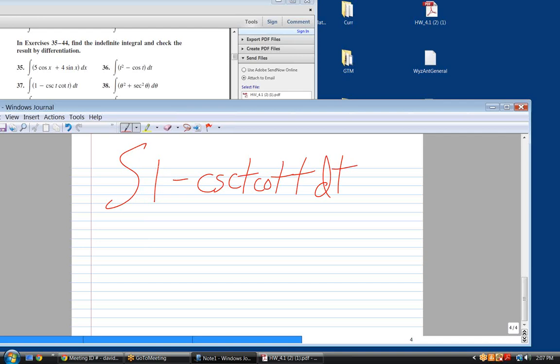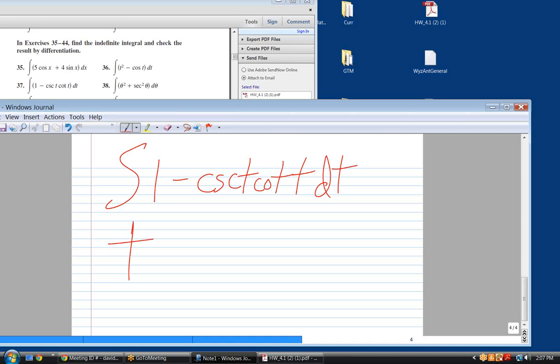All right. So the 1 just turns into a 1t, or just a t, right? And then the cosecant cotangent. That's cosecant t. So minus cosecant t dt. It's actually the negative of that.